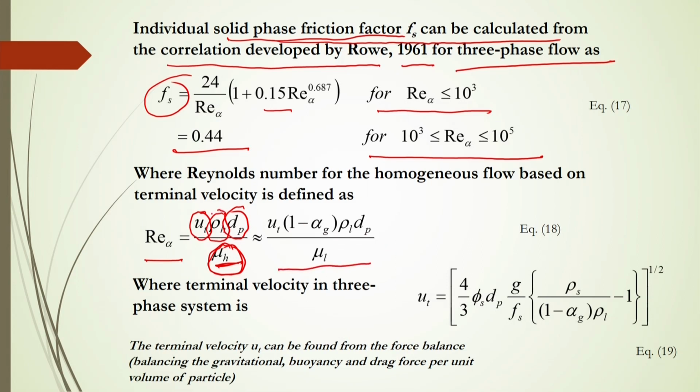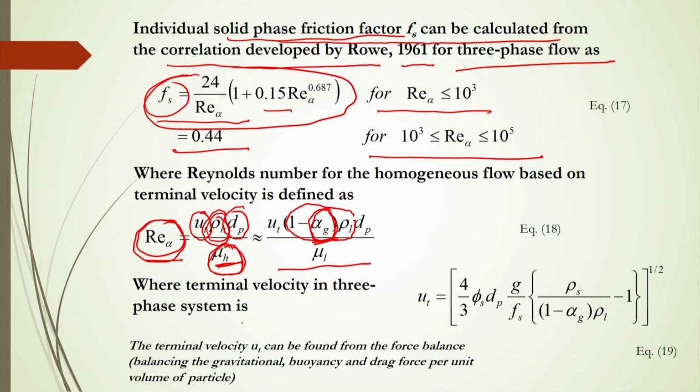And if you substitute this rho h as 1 minus alpha g into rho L, then you can get this Reynolds number, which is again a function of alpha g. Alpha g is the gas void fraction, that is the fractional hold up of gas inside the bed. So, this Reynolds number will be changing with respect to how much gas is actually occupying the bed. So, the fractional gas hold up of the system will affect the Reynolds number, which directly will be related to the friction factor here.